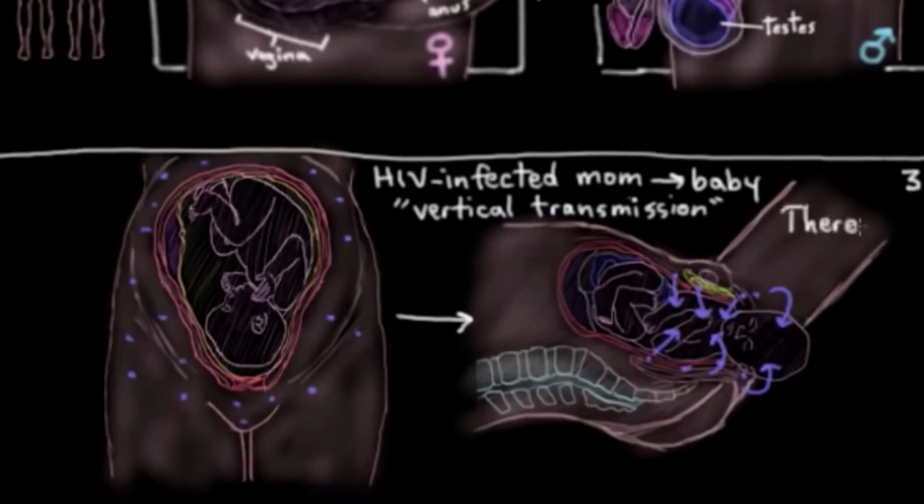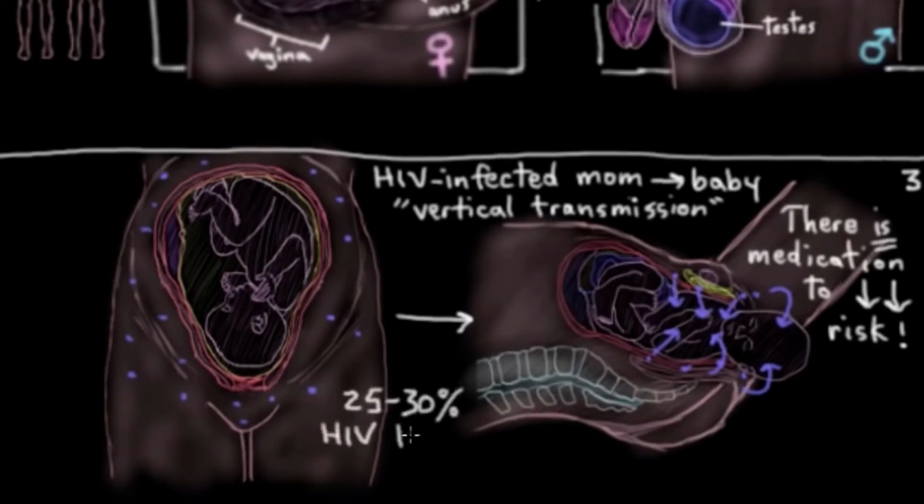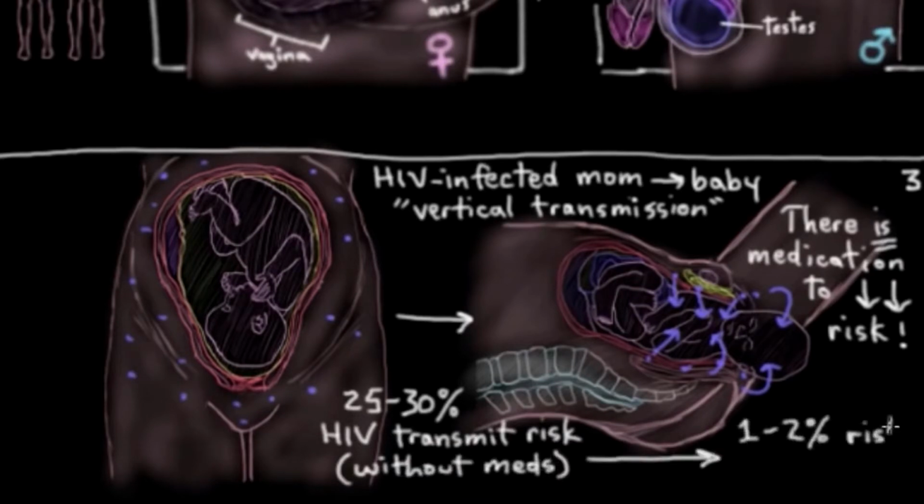Luckily, there's all sorts of medications that we can give to mom before and after her pregnancy and labor, and there's medication that the baby can take as well. All of that drastically reduces the risk of mom passing HIV on to her baby, from about 25 to 30% HIV transmission without medication, all the way down to only about 1-2% with medications. So around a 20-fold reduction in mom's chances of passing HIV onto her baby with the proper medication.